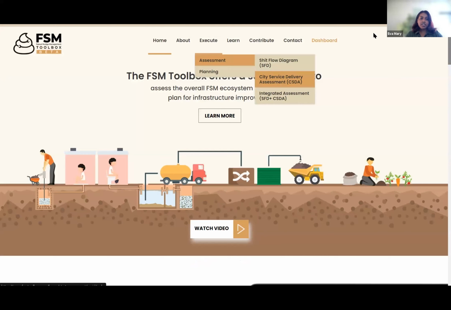So where do you find the assessment tools? Under execute. And of course, we also have linked to the SFD here, which links to the Sustainable Sanitation Alliance's page. And then the users can do the city service delivery assessment by itself or as integrated with the SFD.